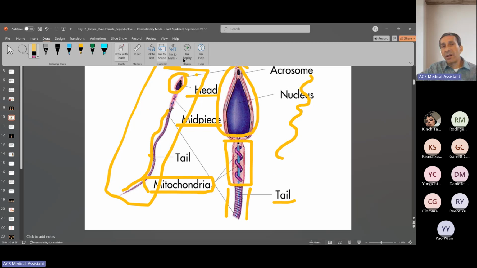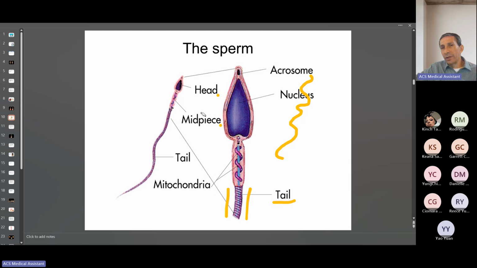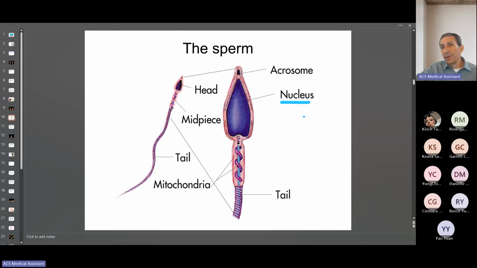Now, these cells have other chemicals, other substances, very, very important. Now, remember, every single cell has parts, but every single cell has to have a nucleus. See? Nucleus. And where's the nucleus? The nucleus is inside the head of the sperm. This is the one that contains the genetic material, DNA, RNA.